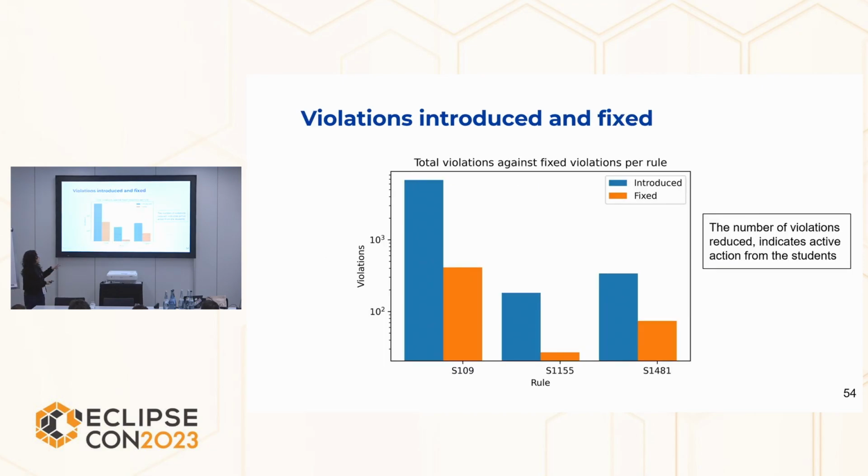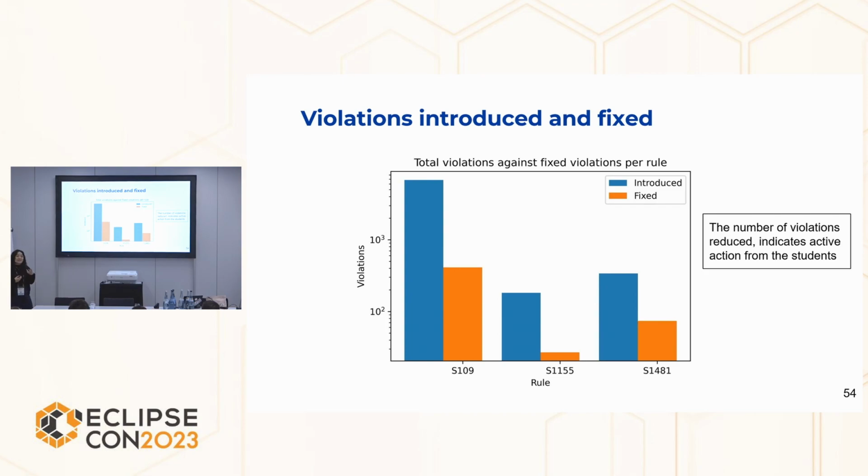In terms of quantitative results, we study the introduced and fixed violations. So how many they commit and how many they try to fix. And as you can see, we have way more introduced violations. And we thought this is OK. I mean, the history of the course shows that they actually do it. But what matters to us is that at least some of them were trying to fix it.